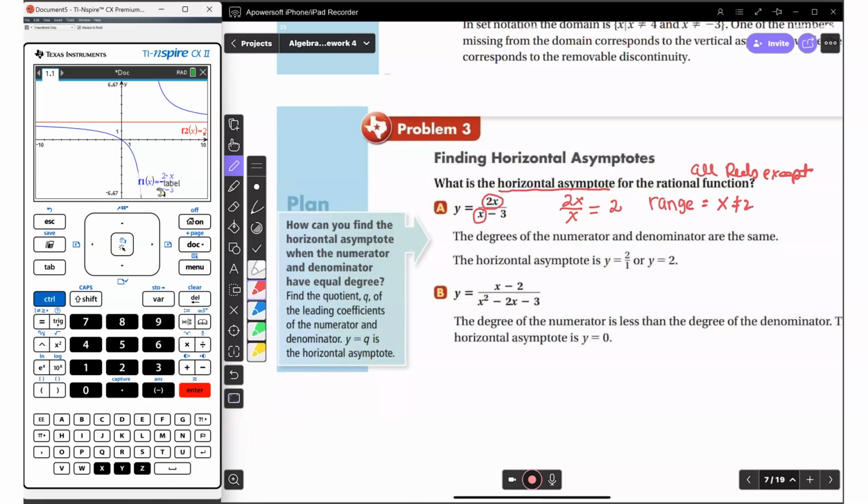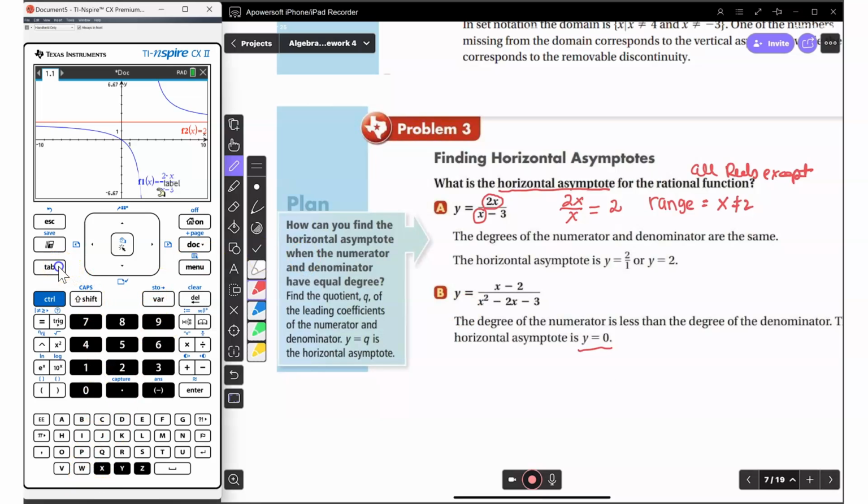So if you look at b, the highest exponent in the numerator is 1 and the highest exponent in the denominator is 2, and since 2 is larger than 1, we know that the denominator's leading term is larger than the numerator's. So your horizontal asymptote will always be y equals 0. If the degree of the numerator is less than the degree of the denominator, then the horizontal asymptote is y equals 0. That's always true.